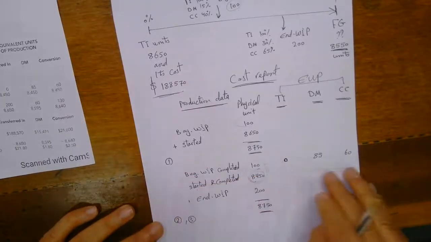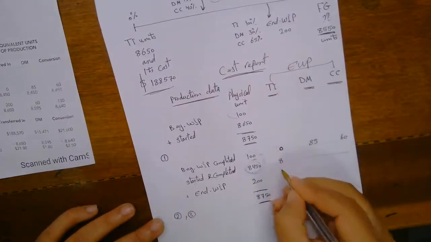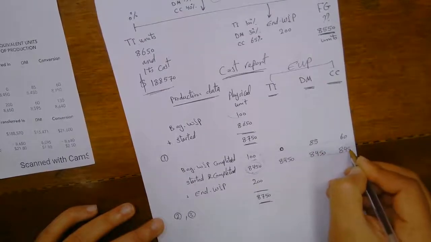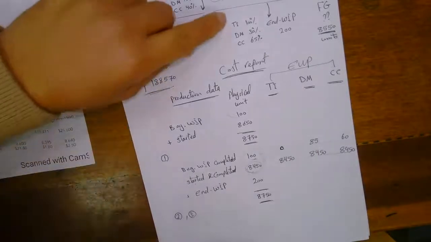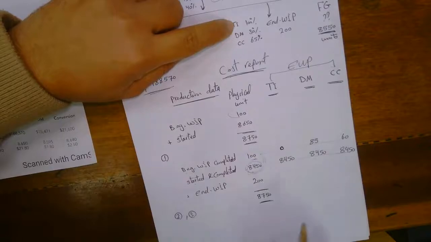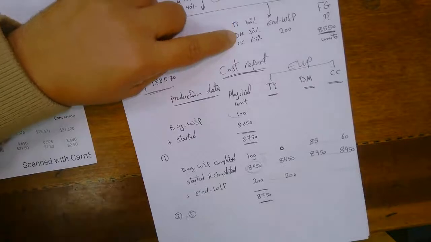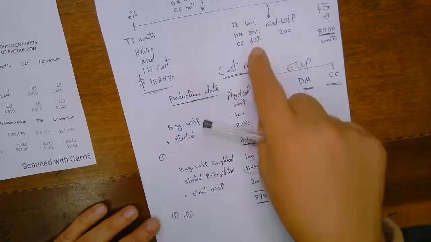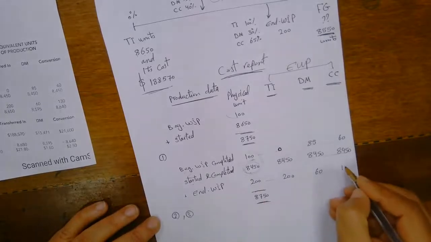Started and completed, the same number under the cost elements: 8,450. Ending work in process: 100% complete of transferred in, so 100% times 200 equals 200. 30% complete of direct material times 200 equals 60. 65% of conversion times 200 equals 130.